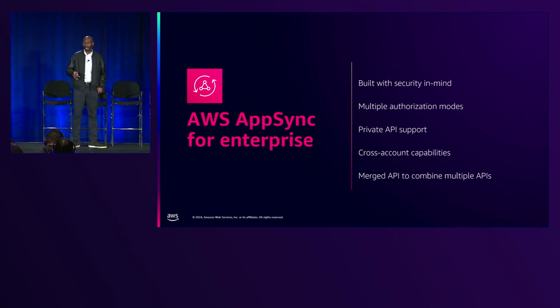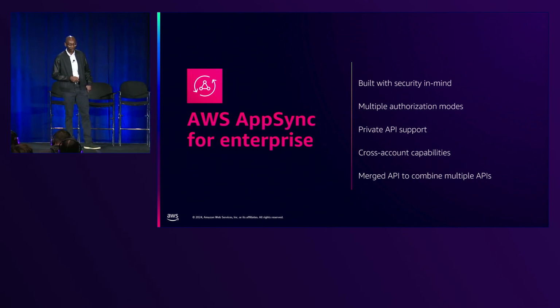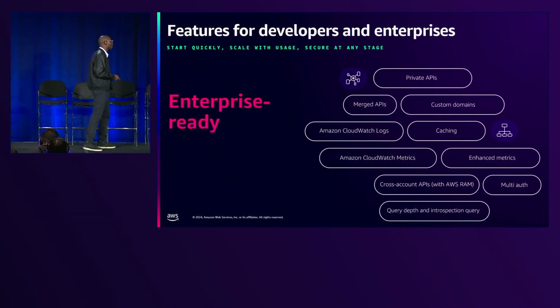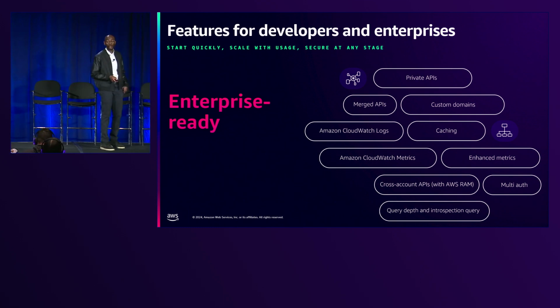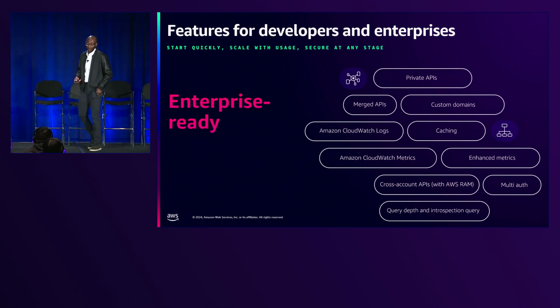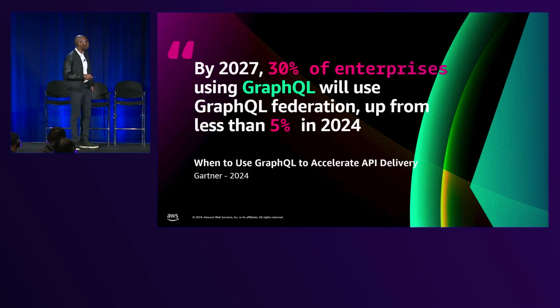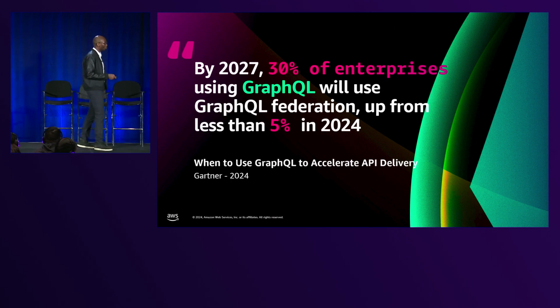These are things that we keep in mind when we implement the service. We have private API support, cross-account capabilities, and merged API, right? Really, it's the easiest way to get started with a lot of features that you need to grow your applications, to share your application with multiple developers, and to take your application to production. One of the important features that we provide actually is merged API.